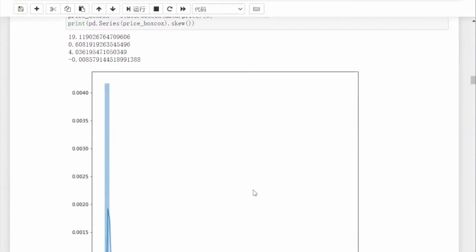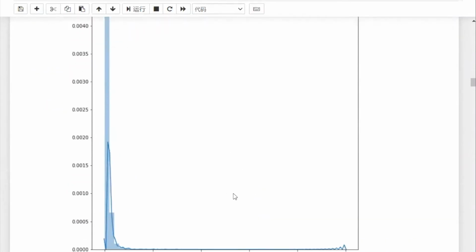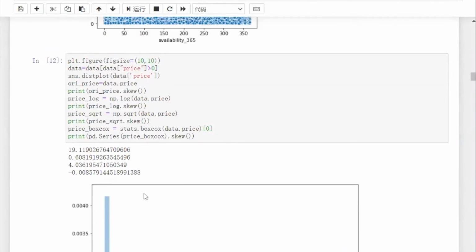As can be seen from the following figure, most of the prices are distributed in the range from 0 to 500, so the distribution of prices is skewed to the right. This can be seen from the skew score, which is 19.12, very large and not ideal.